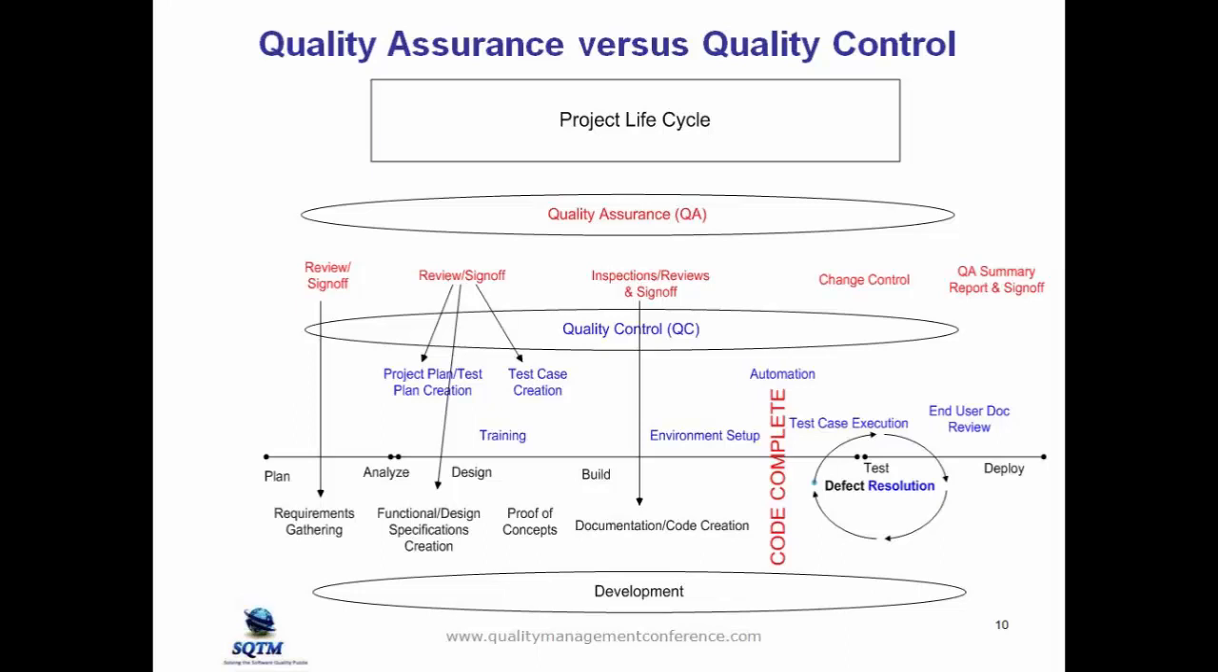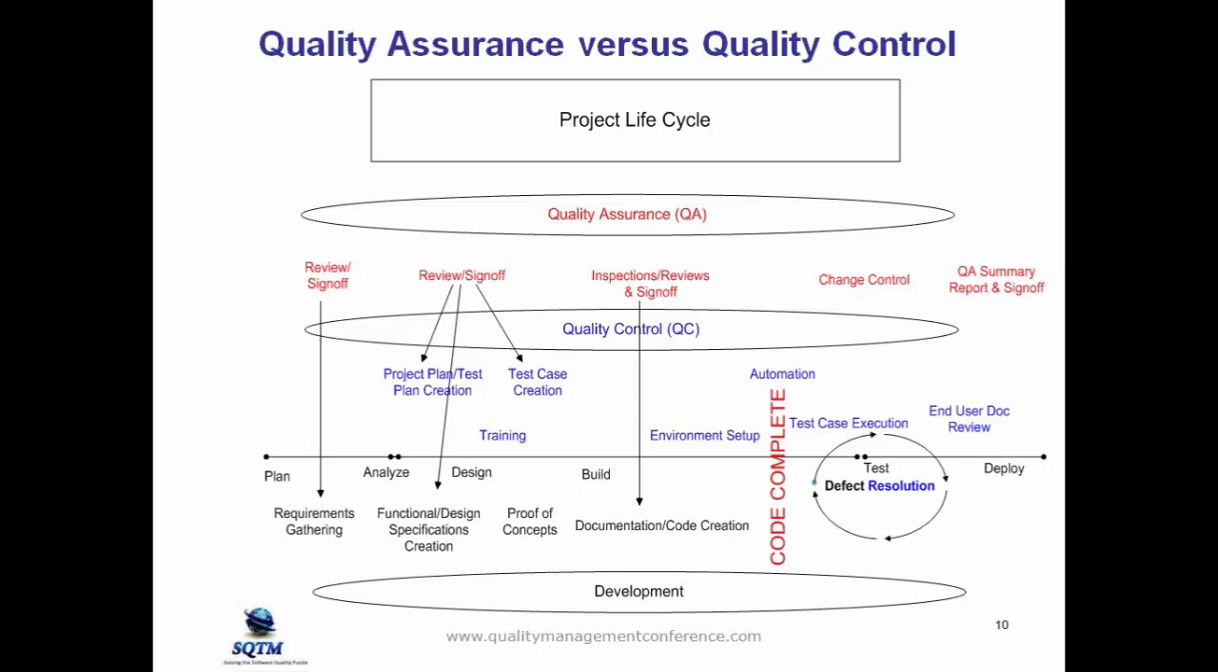As you move into additional development perspectives, you might have a proof of concept, or they might go into the build phase. You can see the documentation and code is being created during that period. From a QC perspective, the environment might be getting set up at that point. You might start some automation as well. You might start some test scripting, which is the difference from test case creation. Again, from a QA perspective, you've got inspections, reviews, and sign-offs going on with those artifacts during that period.